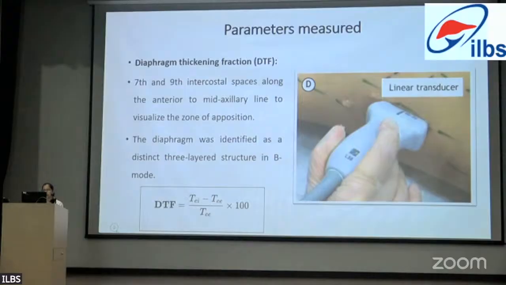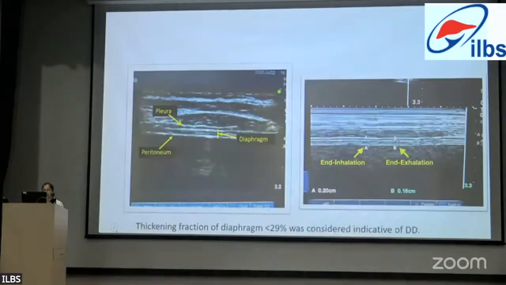Usually the diaphragm is identified as a 3-layer structure in B mode. So this is the B mode, the left image, where we can see the diaphragm as a 3-layer structure. One is the pleura, then the peritoneum, and the middle part is the diaphragm muscle.